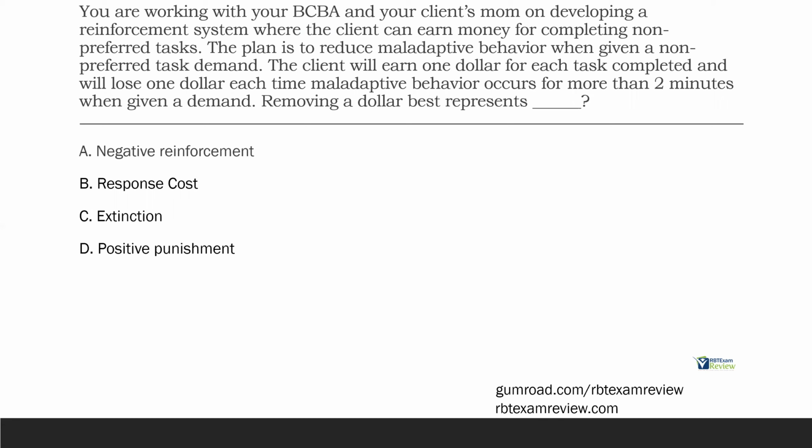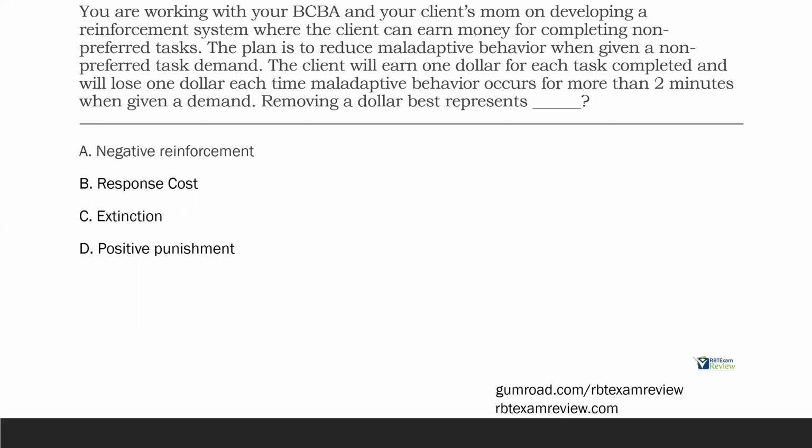Well, is it A, negative reinforcement? It's not negative reinforcement, because we're removing something in response to a maladaptive behavior, which we're trying to decrease. So it is negative because we're taking away, but it's not reinforcement. It's punishment. We're trying to decrease the behavior. So A is wrong. B, response cost. Response cost is removing a token that they have earned in response to a behavior. So in this scenario, removing $1 is a response cost. You do what you're supposed to do, you earn a token. You don't do what you're supposed to do, you get a token removed. So B, response cost, best represents removing $1.